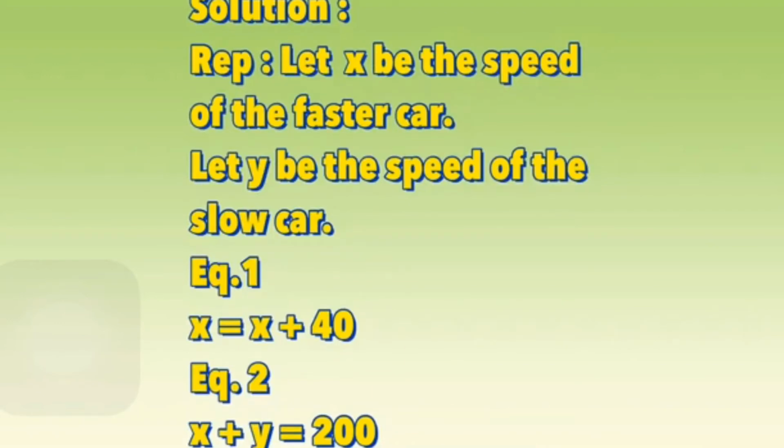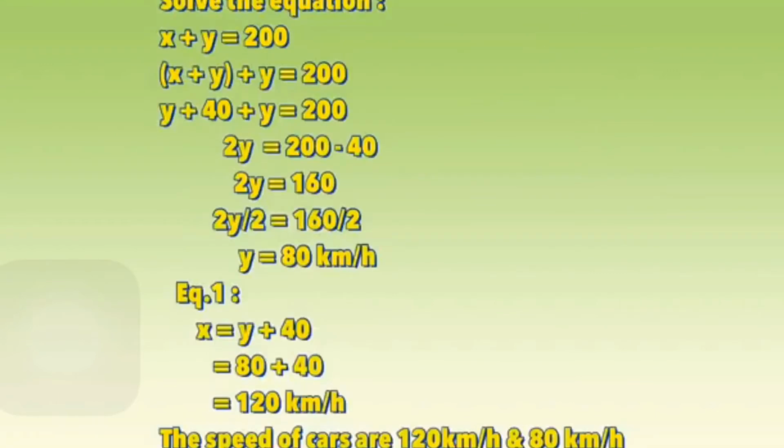Then we're going to solve now using equation 2, x plus y equals 200. The value for x, from equation 1, is y plus 40. We're going to substitute now. So y plus 40 plus y equals 200.